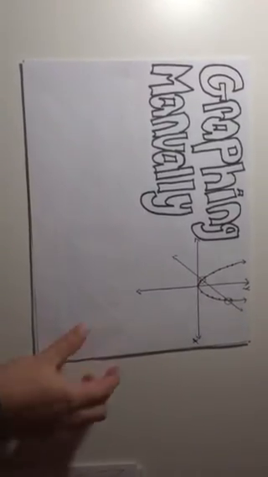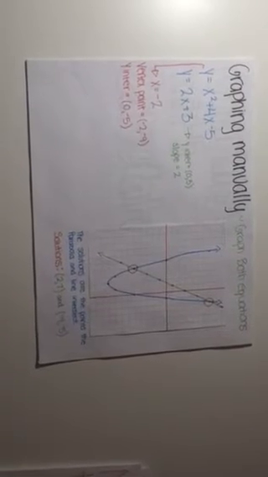Now that we know the benefits, let's graph. The three ways to solve systems of equations are graphing with a calculator, graphing manually, and factoring. Let's start with graphing manually. The first thing you do when solving manually is to graph both equations.